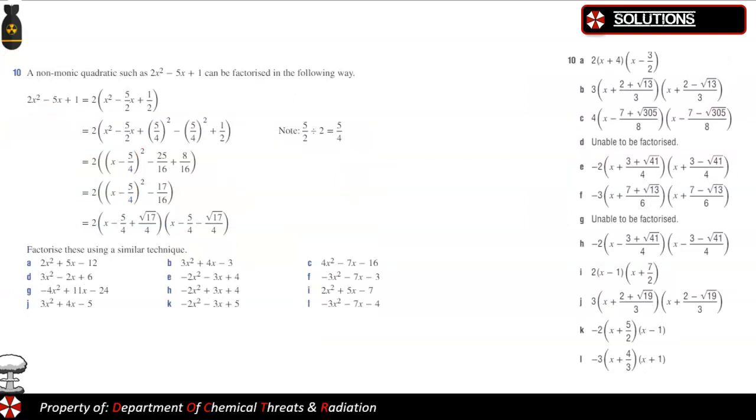For question 10, we've got a non-monic quadratic, such as they've shown that it can be factorized using this method. Notice this little point here. 5 on 2 divided by 2 is 5 on 4. So if you're not really sure how that works, check with me. I'm happy to go through that. Use a similar process. So try and mimic this process and try and factorize these questions.